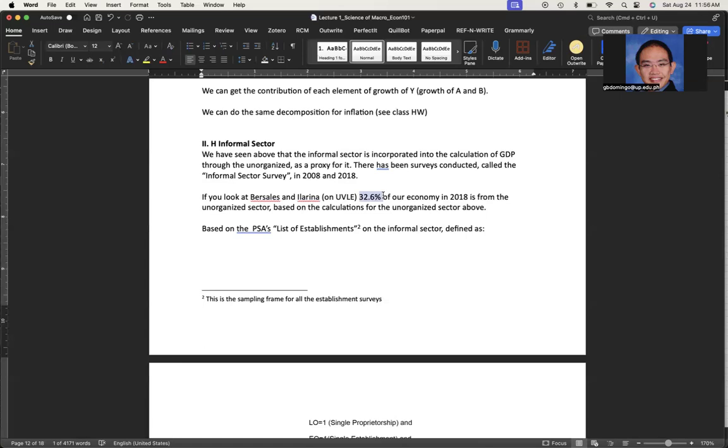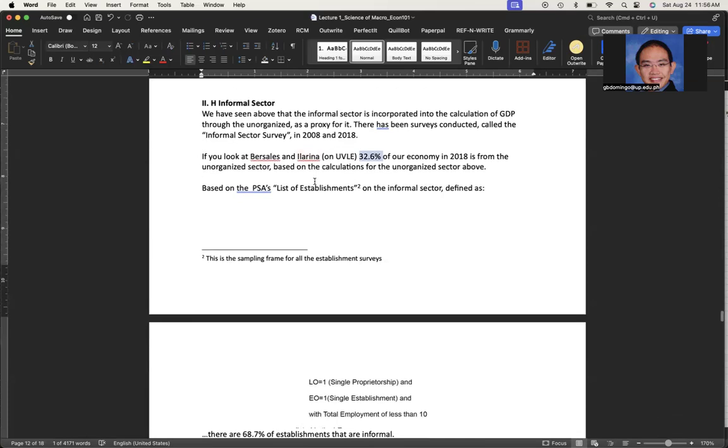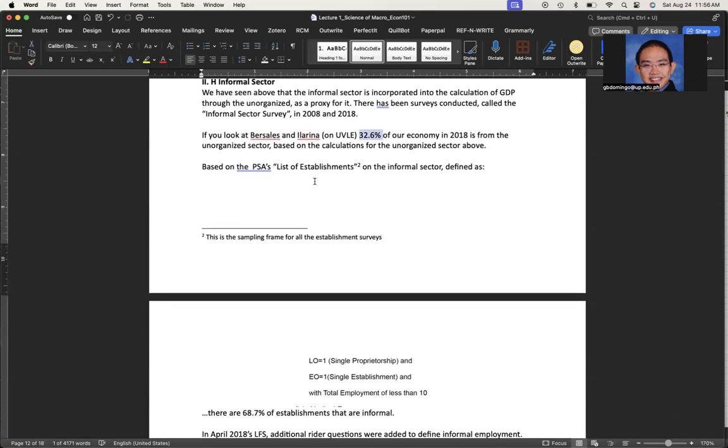There are other ways. So the whole point of Bersales and Arena is to show different ways in which you can calculate or estimate the informal sector. The second way is through the list of establishments. Okay, so the list of establishments is an important list where they have a long list of the different establishments that they can use for the labor force survey, to use for the ASPPI, etc.